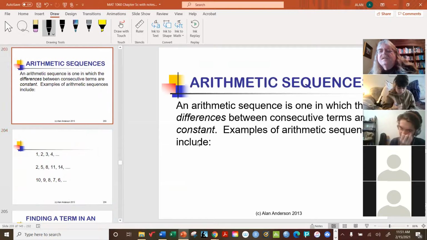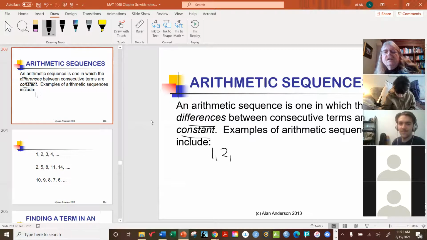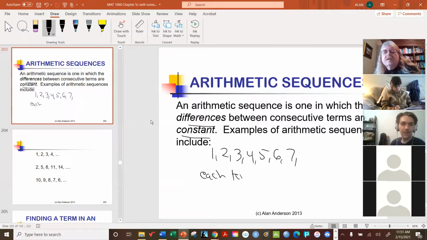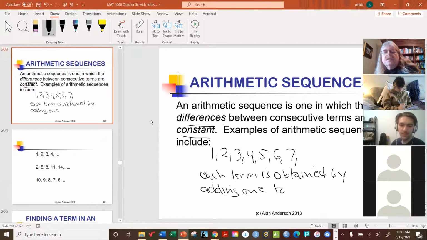So what is it that makes a sequence arithmetic? Well, what happens here is that there's a constant difference between the terms. So this one is arithmetic because each term is obtained by adding 1 to the previous term.